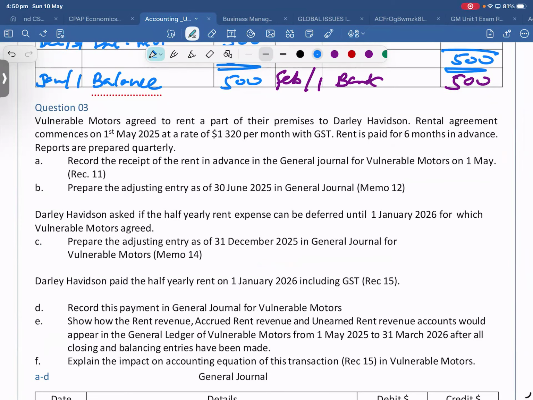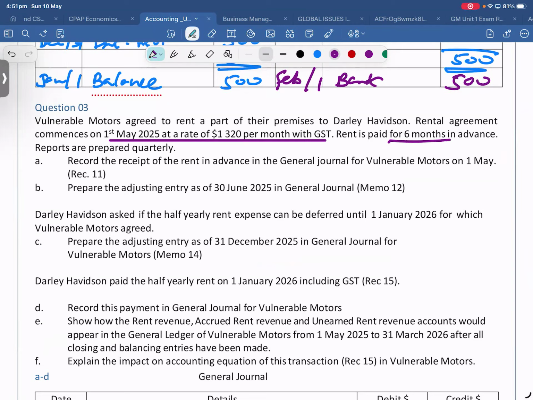When are they receiving the money? 1st of May. 25 and 13.20 per month with GST. Rent is paid 6 months in advance. What's the double entry for receipt 11?